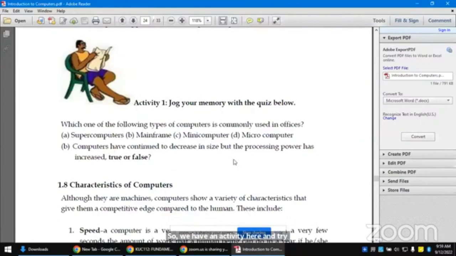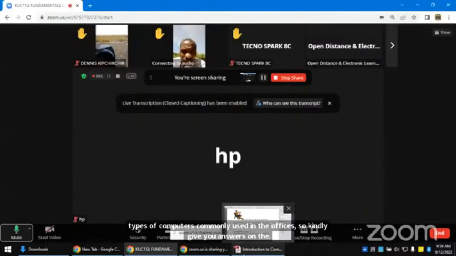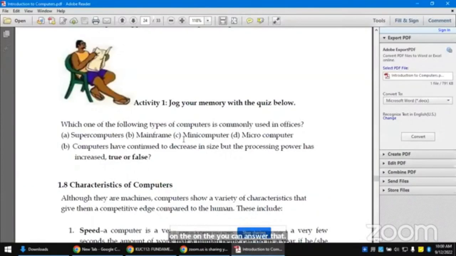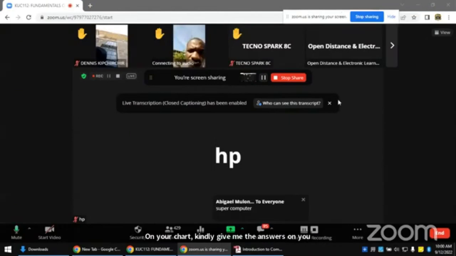So we have an activity here and try to carry it out, but I'll ask you a few questions. Which of the following types of computer is commonly used in the offices? Kindly give your answers. What are the computers mostly used in the offices? Can you give me answers for that on your chat? On your chat, kindly give me your answers.